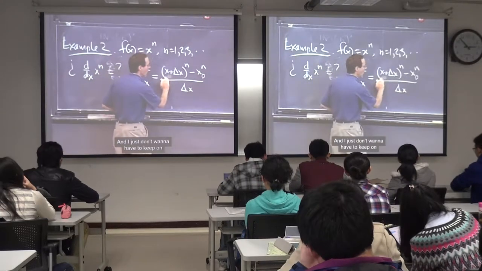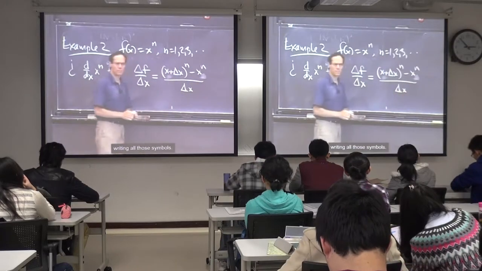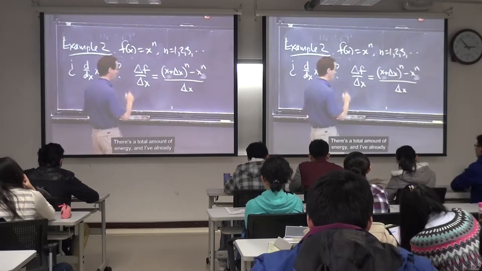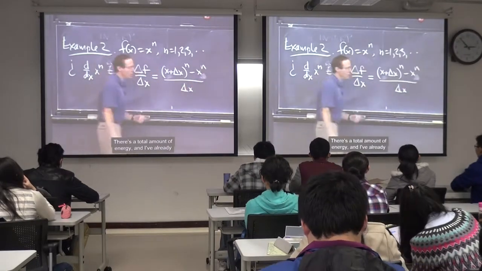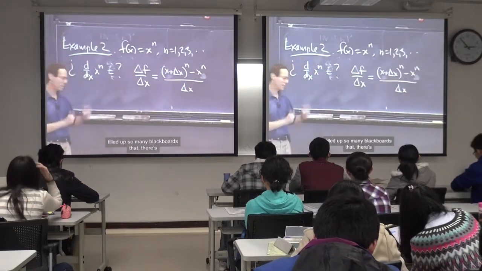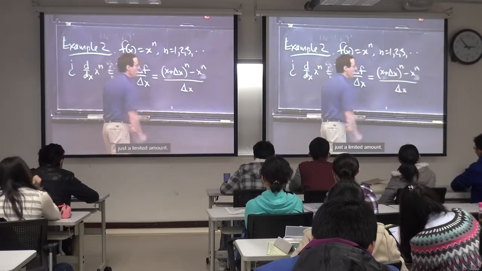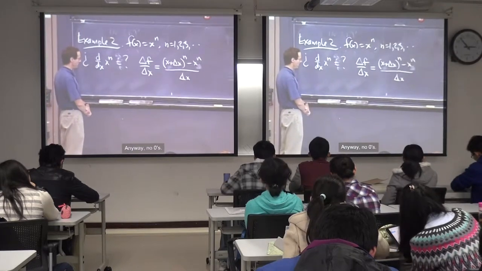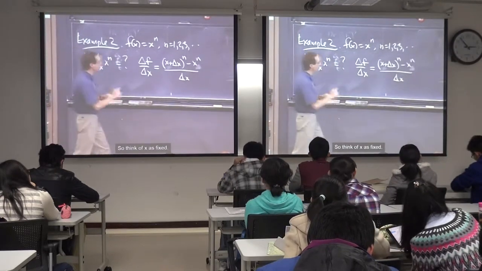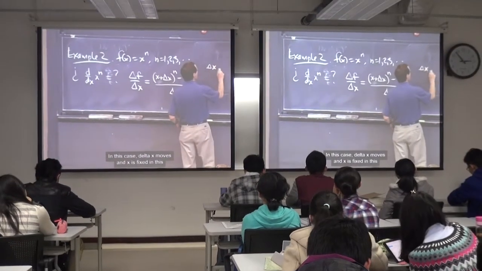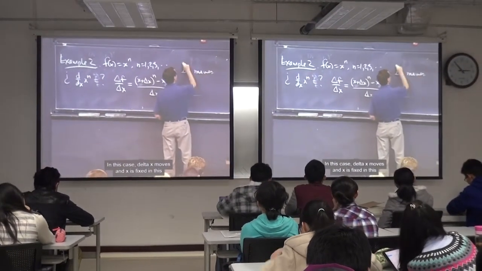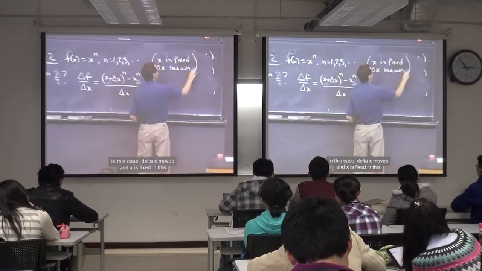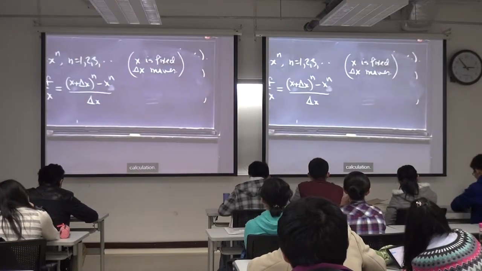And I just don't want to have to keep on writing all those symbols. It's a waste of blackboard energy. There's a total amount of energy, and I've already filled up so many blackboards that it's just a limited amount, plus I'm trying to conserve trees. Okay, anyway, no zeros. So think of x as fixed. Again, in this case, delta x moves and x is fixed in this calculation.